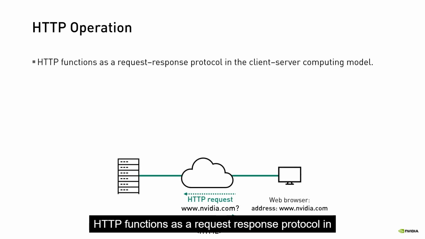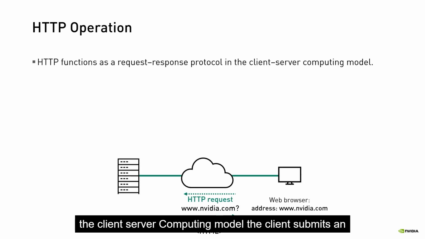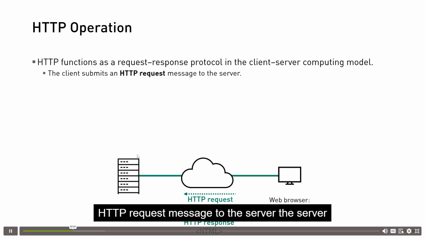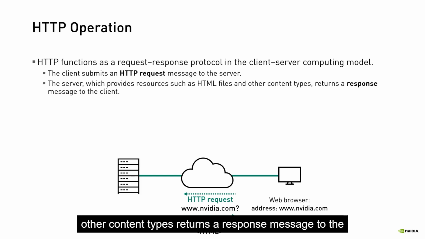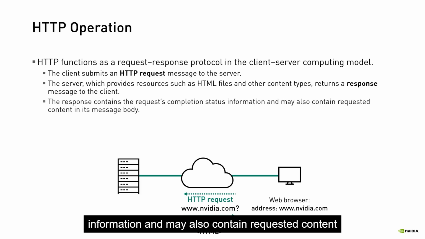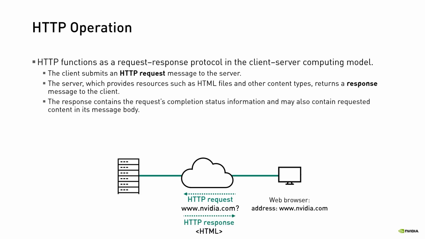HTTP functions as a request-response protocol in the client-server computing model. The client submits an HTTP request message to the server. The server, which provides resources such as HTML files and other content types, returns a response message to the client. The response contains the request completion status information and may also contain requested content in its message body.